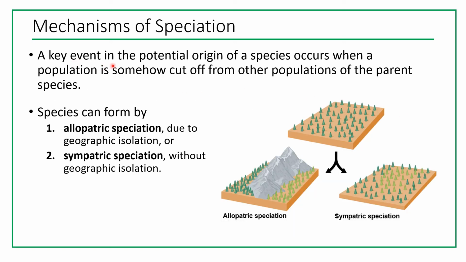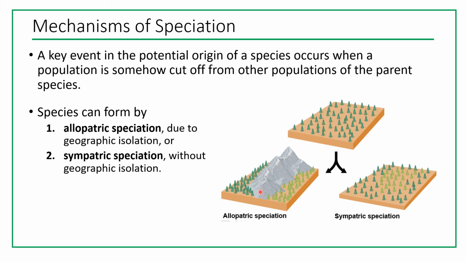So a key event in the potential origin of a species occurs when a population is somehow cut off from other populations of the parent species. And species can form by allopatric speciation and sympatric speciation. Patric means land, allo means different, and sym means the same. So look over here. Imagine that that's a regional population. So they can interbreed. So they have a common gene pool.